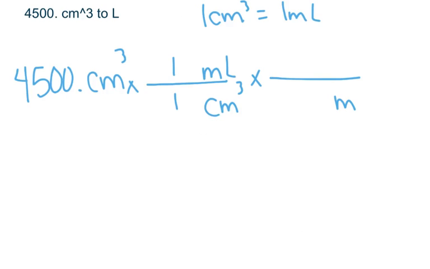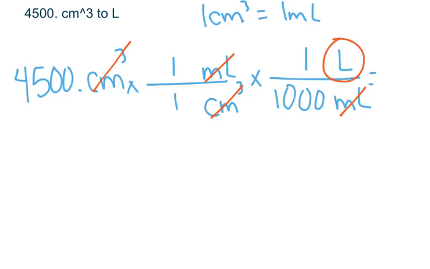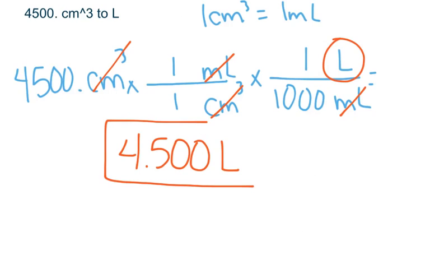Now we can go from milliliters to liters. And that's just one step because they're just 1,000 apart. Liters are bigger, so they're going to get the 1. There's 1,000 milli in 1 liter, and then we're done. Centimeters cubed cancel, milliliters cancel, and we're left with liters. So you're just taking 4,500 and dividing by 1,000. So you get 4.500 liters. You need to include those zeros because they are significant because of this decimal point here, right?